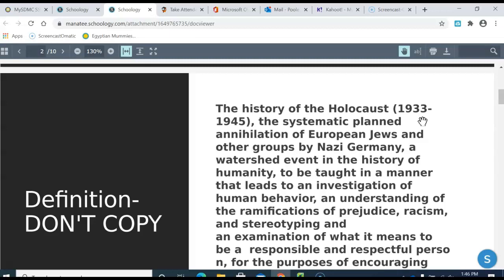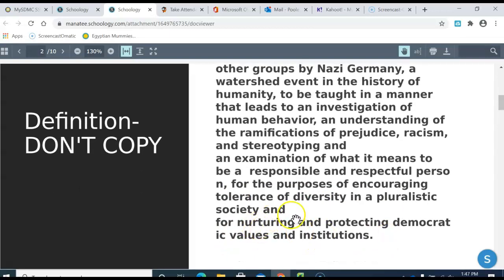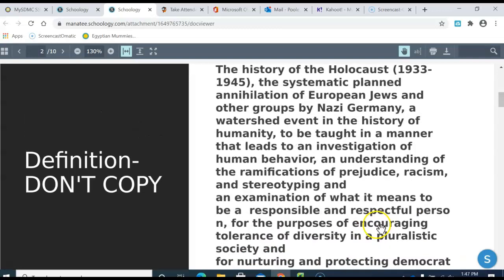The systematic planned annihilation of European Jews and other groups by Nazi Germany, a watershed event in the history of humanity, to be taught in a manner that leads to an investigation of human behavior, an understanding of the ramifications of prejudice, racism, and stereotyping, and an examination of what it means to be a responsible and respectful person, for the purposes of encouraging tolerance of diversity in a pluralistic society, for nurturing and protecting democratic values and institutions.